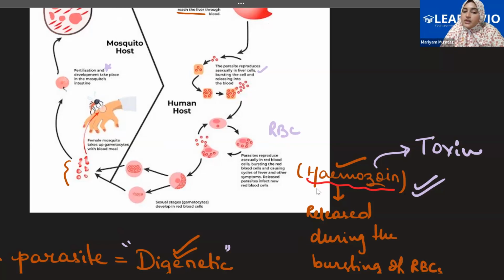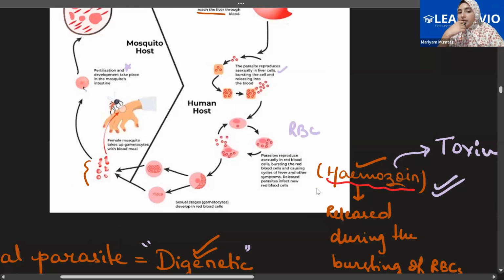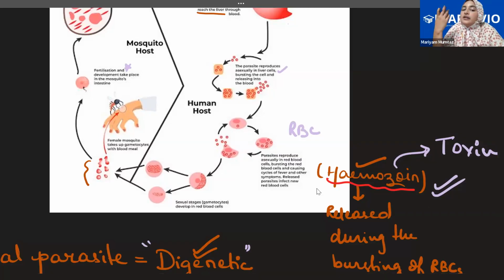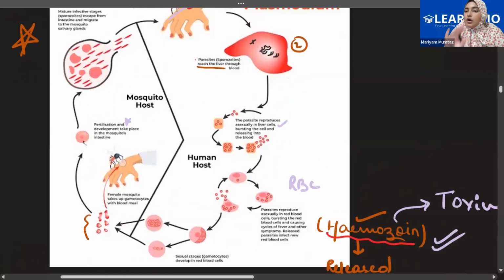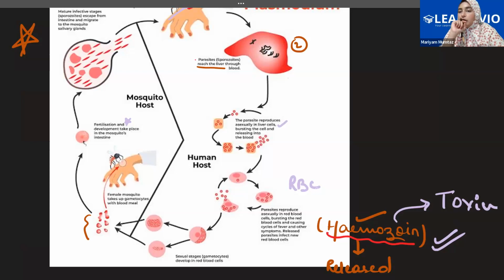Now, after this asexual reproduction has been done, the new cells that are formed go into the red blood cells yet again. Now what they do is the sexual stage in the red blood cell. So they start developing a proper sexual stage. Now see, up until now, all the events that I have explained take place inside the body of the organism, meaning the human being.